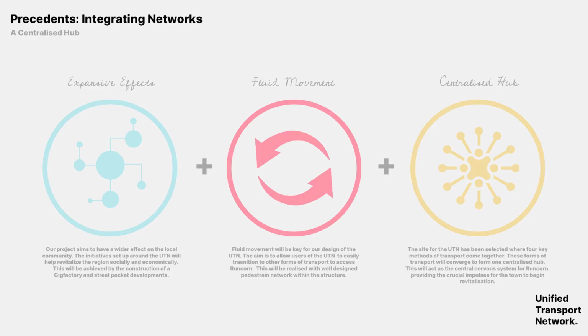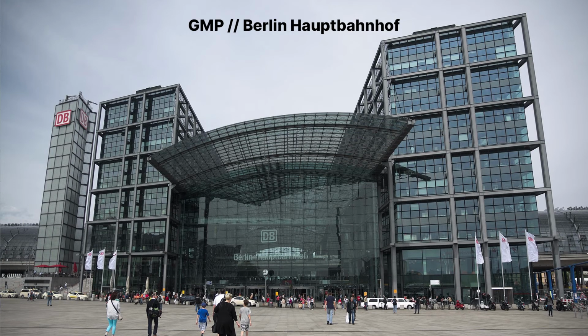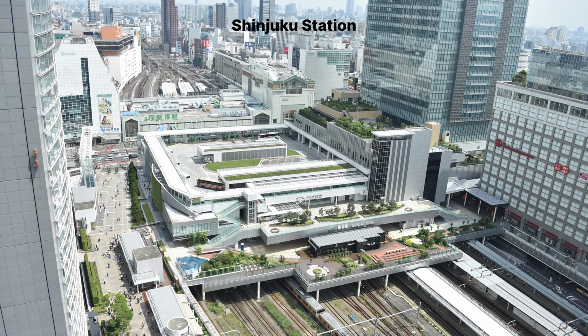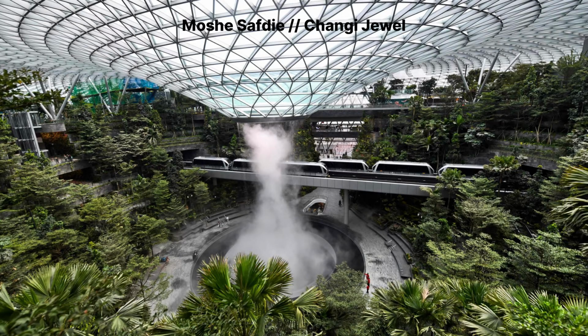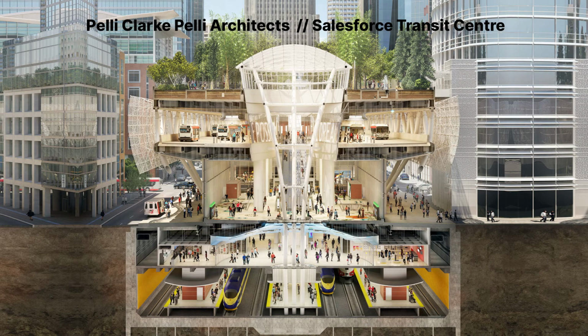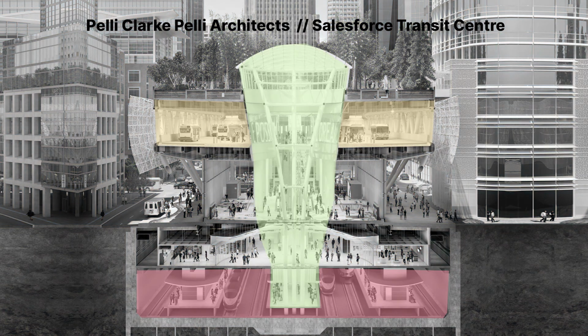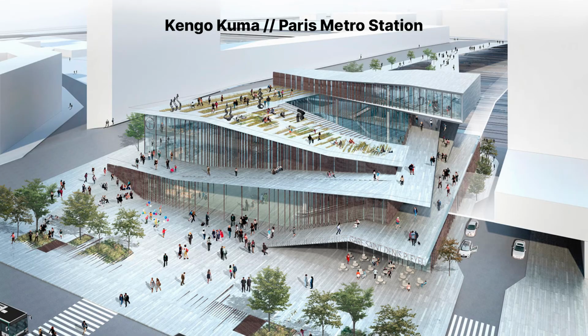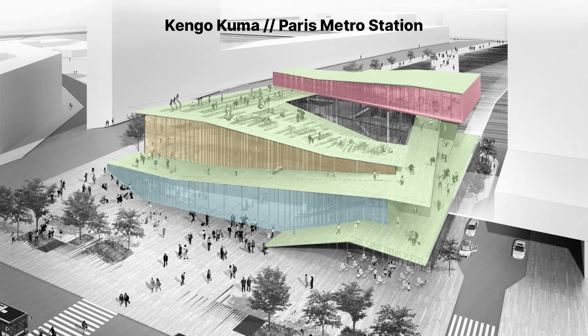Our main design philosophy that we aim to introduce to our project will be expansive effects, fluid movement and centralised hub. Consequently, we started to evaluate precedent on this transport hub sector. Initially, we started to look at different buildings, such as the Salesforce Transit Center. However, this had vertical circulation, which our site doesn't really offer us, as our transport nodes aren't interacting on one singular plane. Therefore, we started to look at Kengo Kuma's Paris Metro Station, which seemed to fit more with our ideals. As you can see, we could appropriate this design.